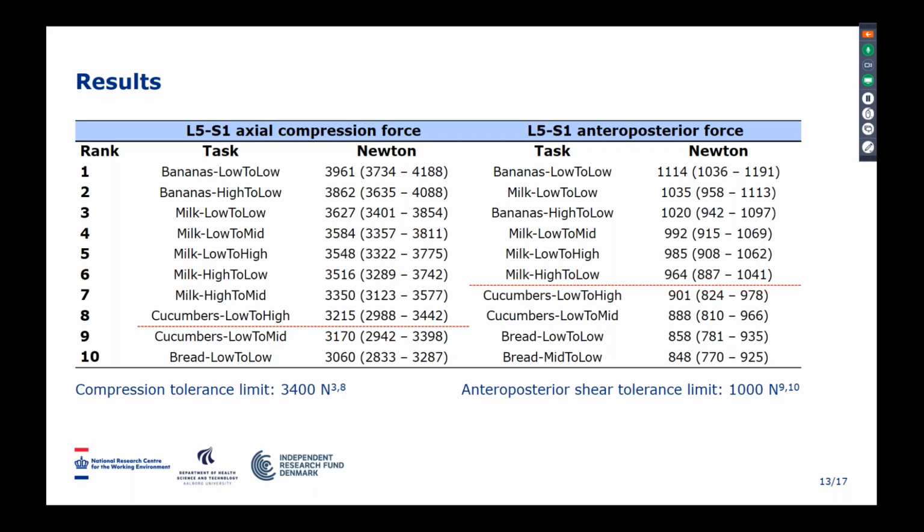When you look at the anterior-posterior shear force, the same thing applies: bananas, milk, also cucumbers and bread, especially when these are lifted from or to a low starting position.